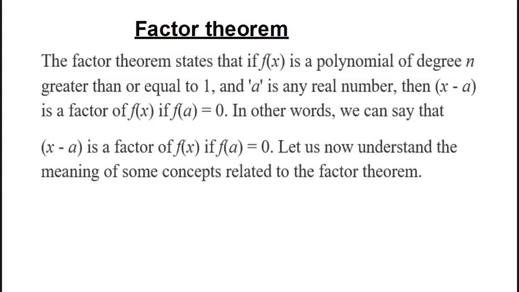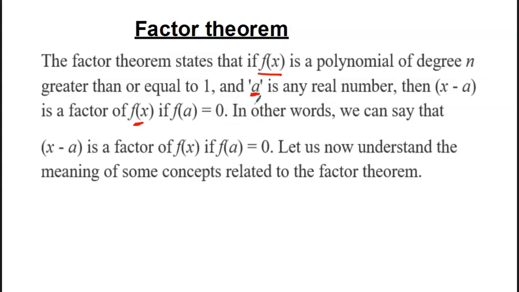Now, what does the factor theorem say? You have a polynomial f of x of degree n, which is greater or equal to 1. Then you have any real number a. Then x minus a will be a factor of the polynomial if, when we equate the divisor to 0 and you find a real number, you put it in the polynomial function, you get 0.